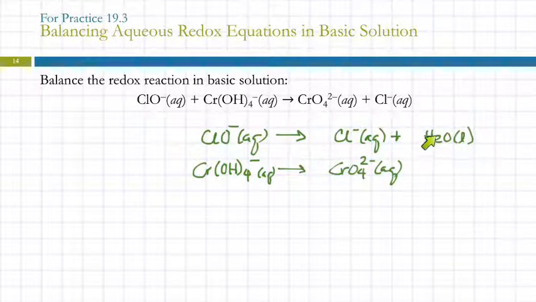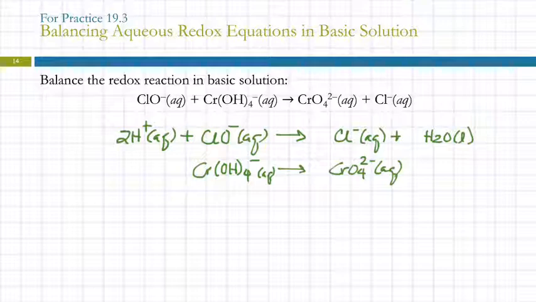And then I balance those H's that I added by adding hydrogen ions on the other side. So I've got 2 hydrogen, I need 2 hydrogen ions. First one's balanced with respect to mass.